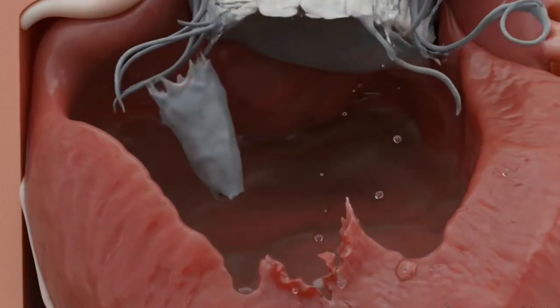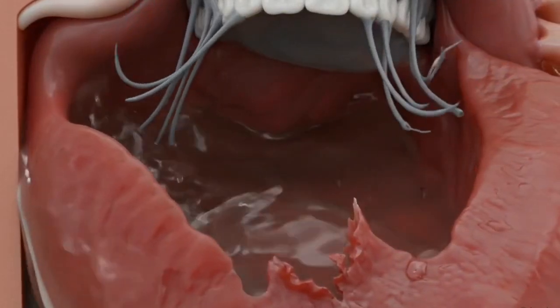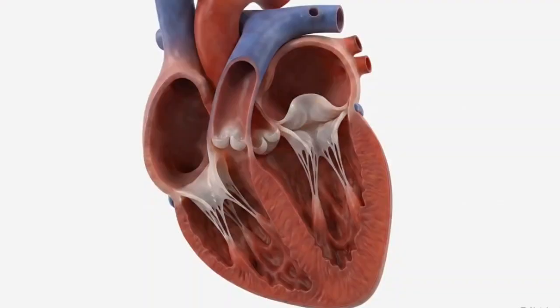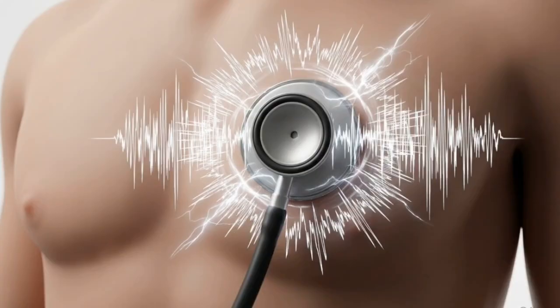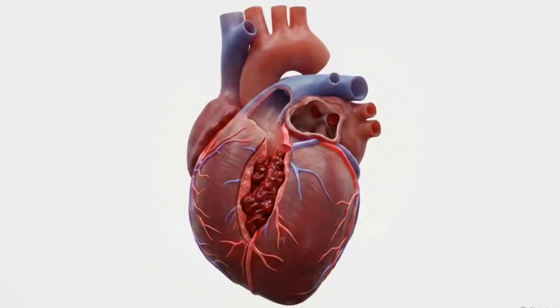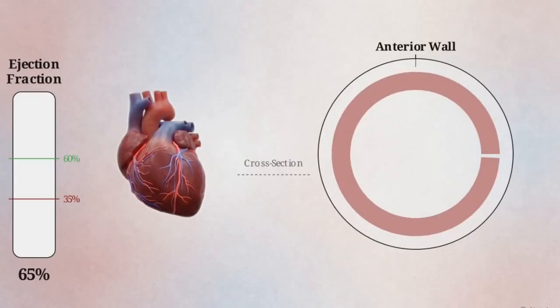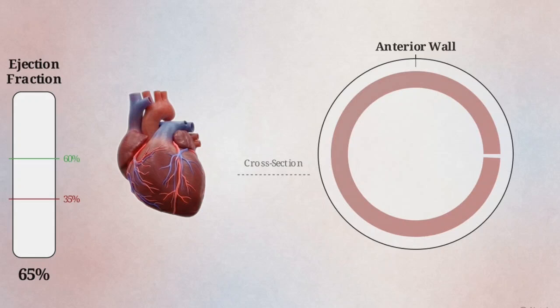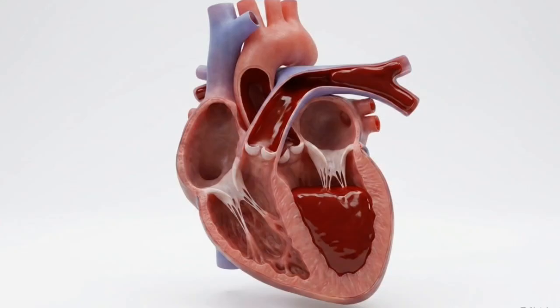Massive LAD occlusions carry their own set of consequences. Extensive anterior wall necrosis drastically reduces the contractility of the left ventricle, plummeting the overall ejection fraction. This pumping failure initiates a chain reaction. Blood backs up into the pulmonary circulation, causing pulmonary edema, and forward flow drops so low the patient enters hypotensive cardiogenic shock. The septum itself is at risk.